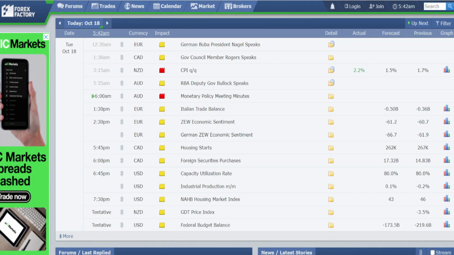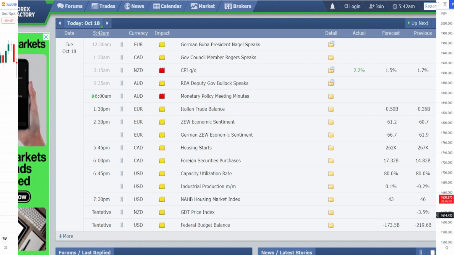And when we look at the economical events plan for today is Tuesday, October 18th. At 6 AM we have high impact news planned for Australian dollar related currency pairs. Otherwise we don't have any high impact news for major currency pairs today. Let us begin our gold analysis.